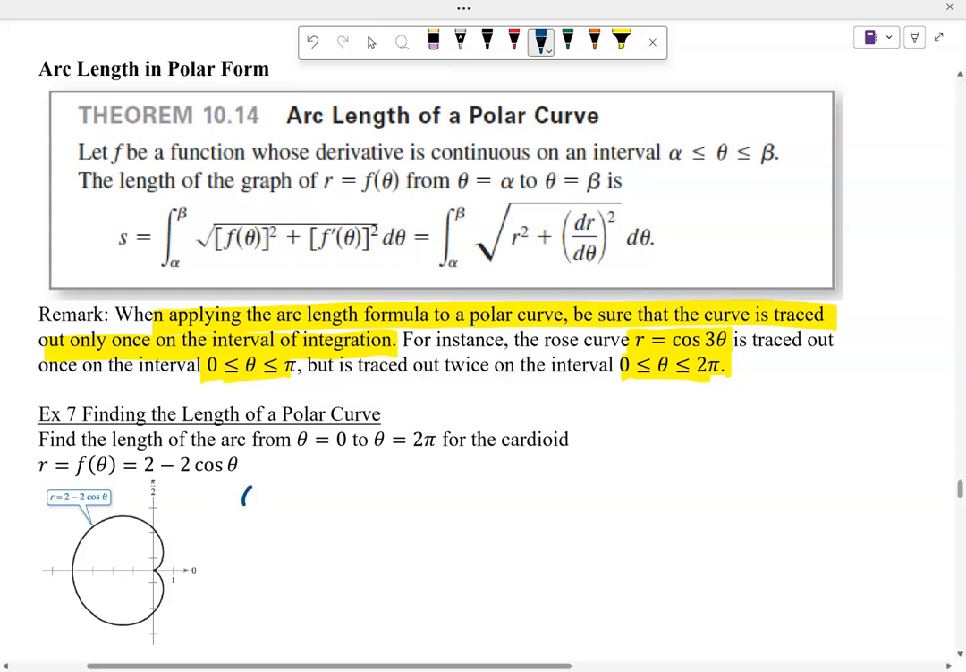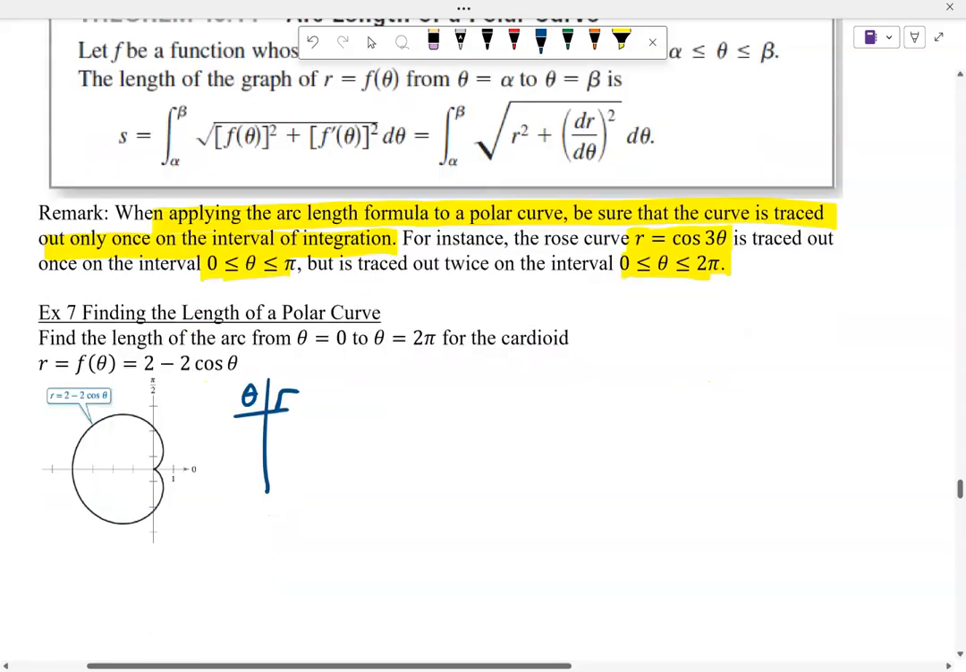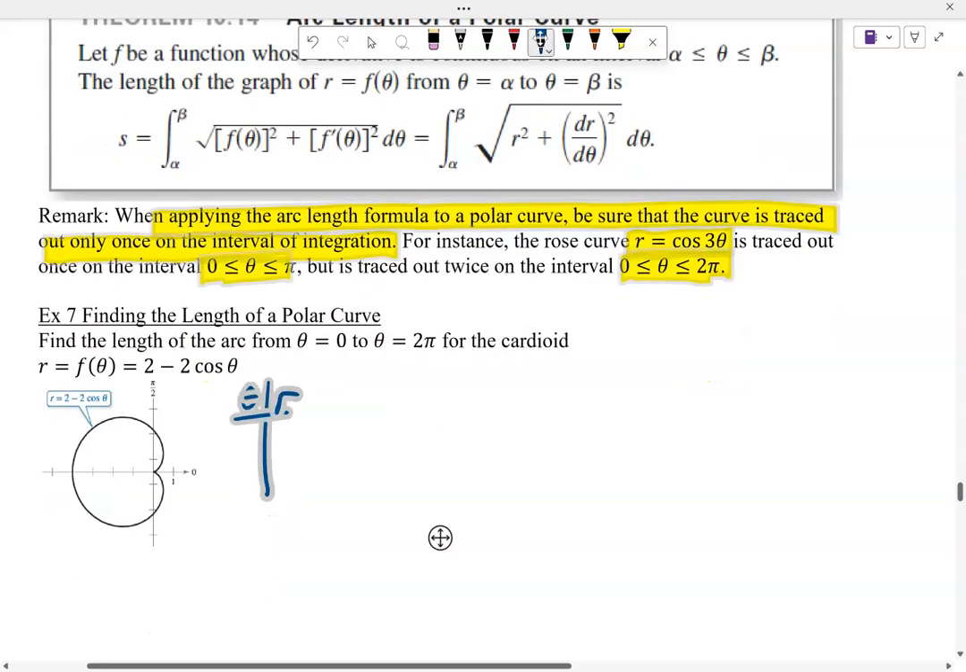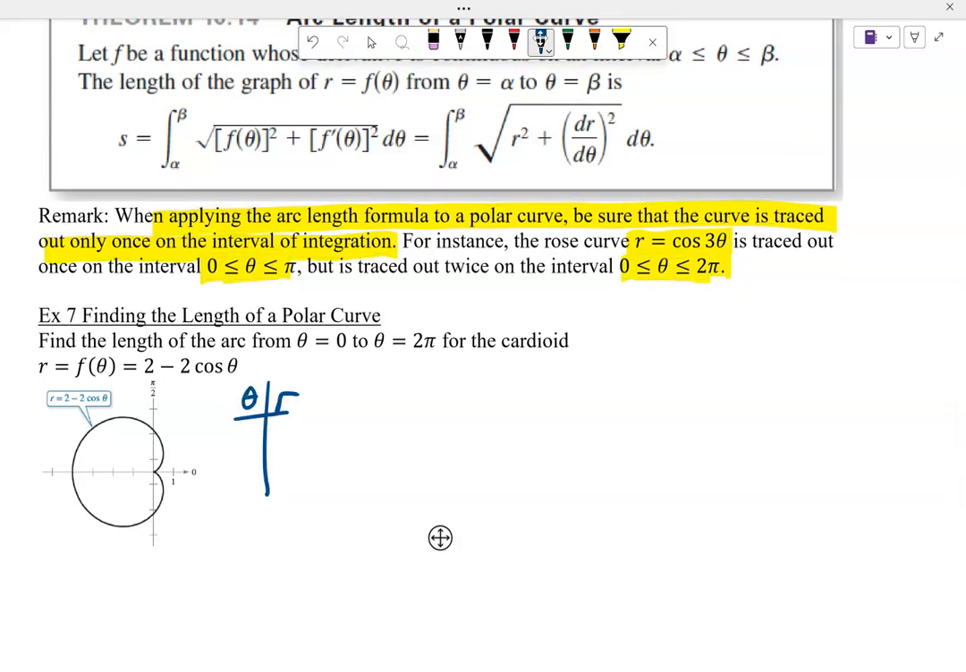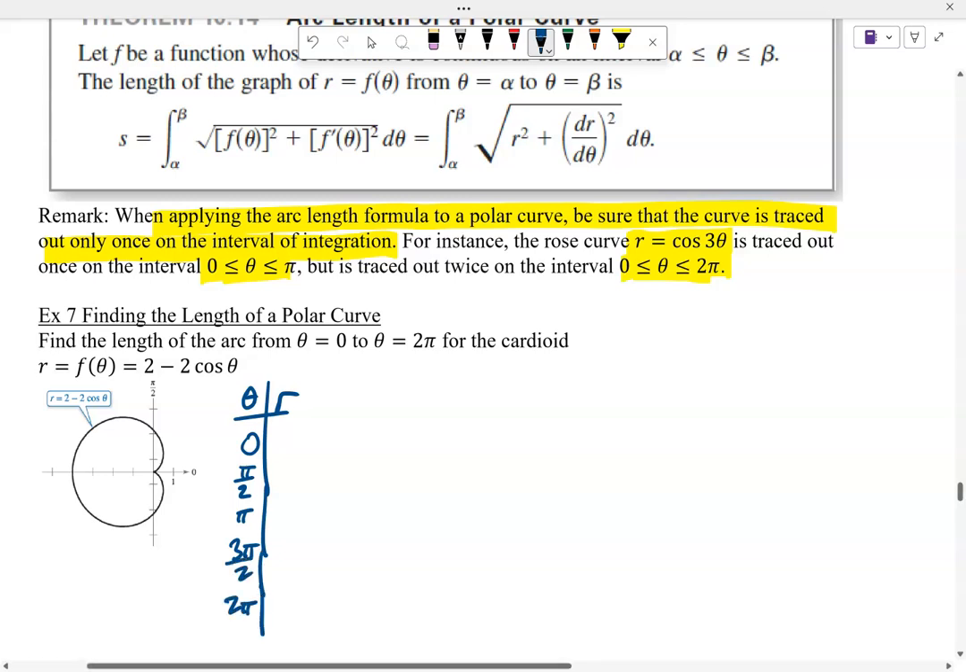So let's go ahead and think about this for a minute. You've got some thetas and r's here. Your period is 2 pi over 1, so I'm going to go up by a fourth of that, so I'll go up by 2 pi halves: 0, pi halves, pi, 3 pi halves, 2 pi. Let's plug that in. When theta is 0, r is 0, so starting right there.